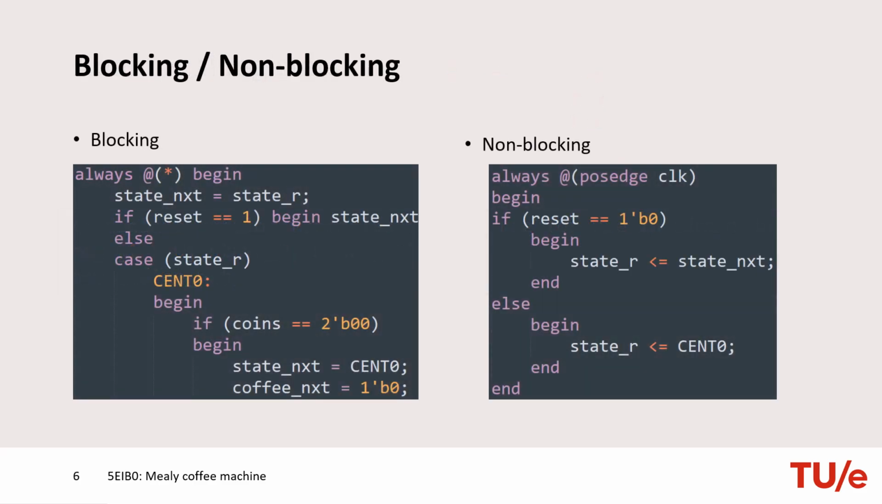Furthermore, what is important to know is blocking and non-blocking. All details aside, you always use the equal sign in an always star block, and you will use this sign here, a smaller than or equal sign, when you're in an always posedge clock block.